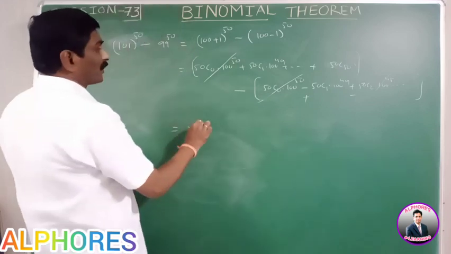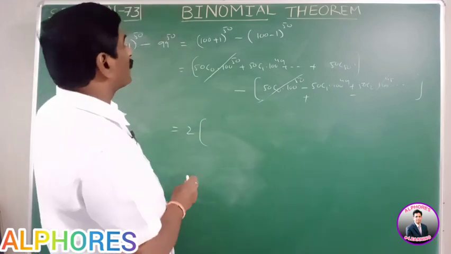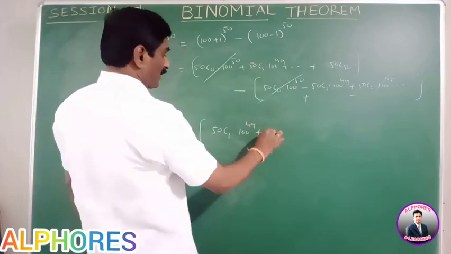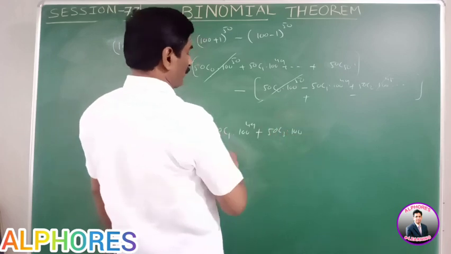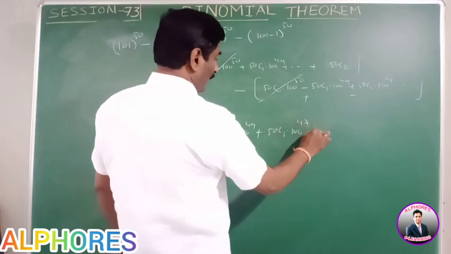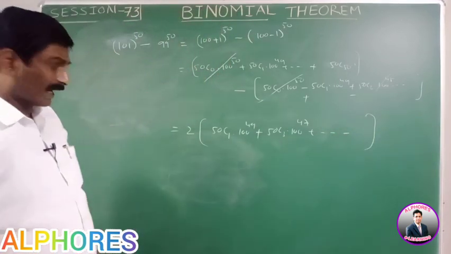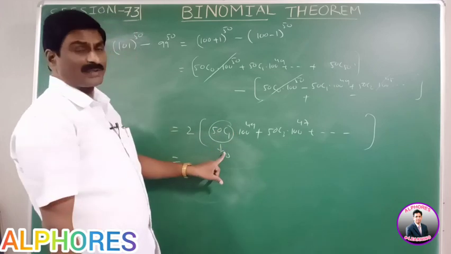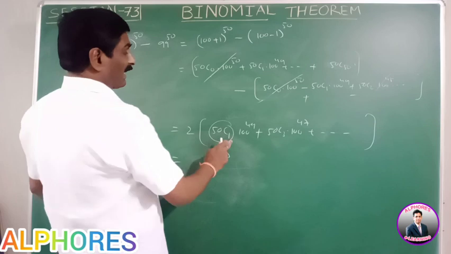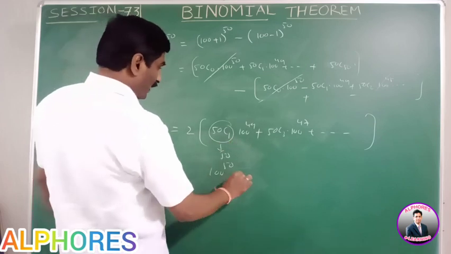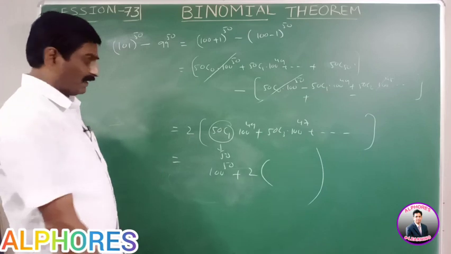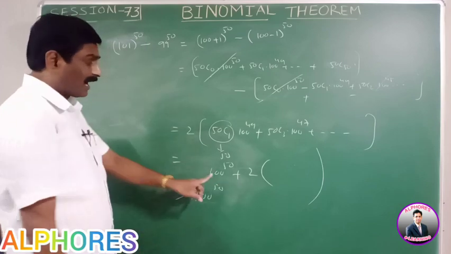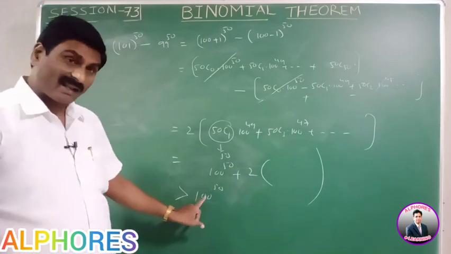That means 2 into, what is the first value? The first value is nothing but 50C1 into 100 power 49, plus what is the next value? 50C3 into 100 power 47, and so on. Please observe these values. This can be reduced: 50C1 means 50, 2 into 50 means 100. 100 into 100 power 49 means 100 power 50, plus 2 into something. 100 power 50 plus something means this value is always greater than 100 power 50.